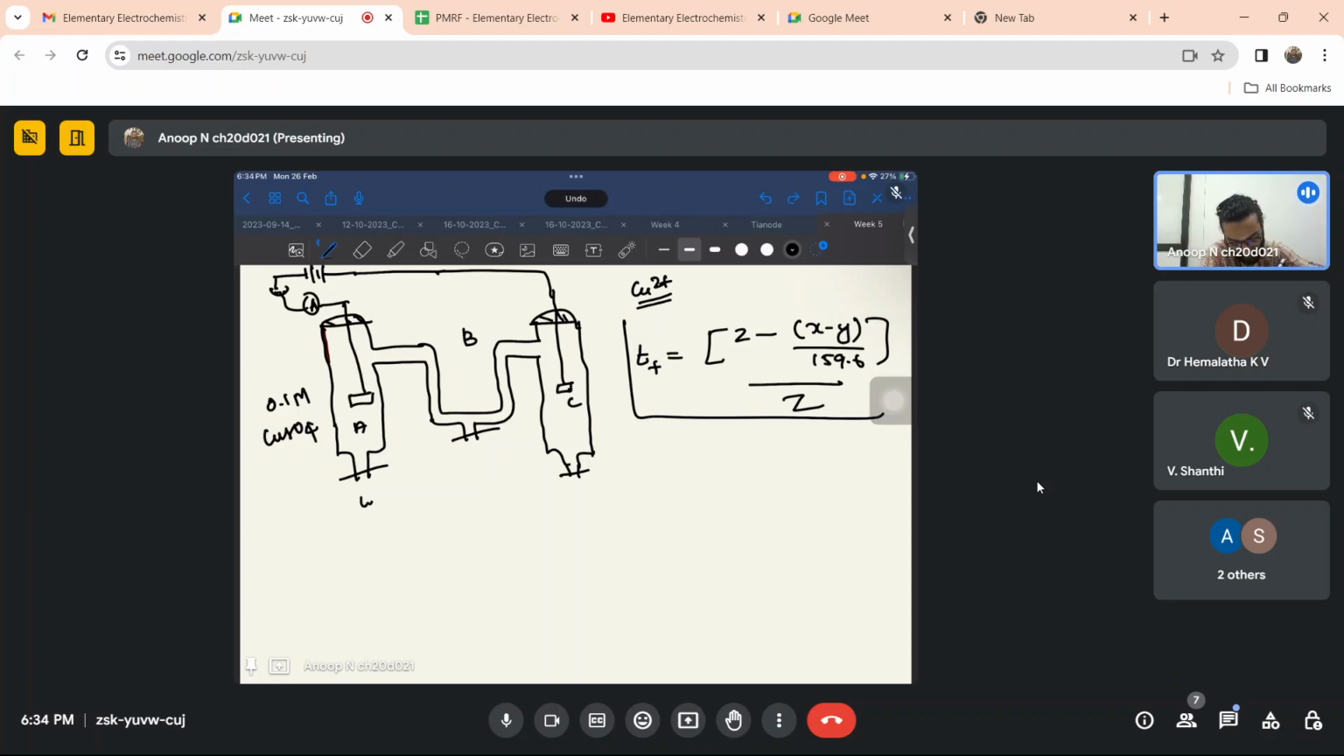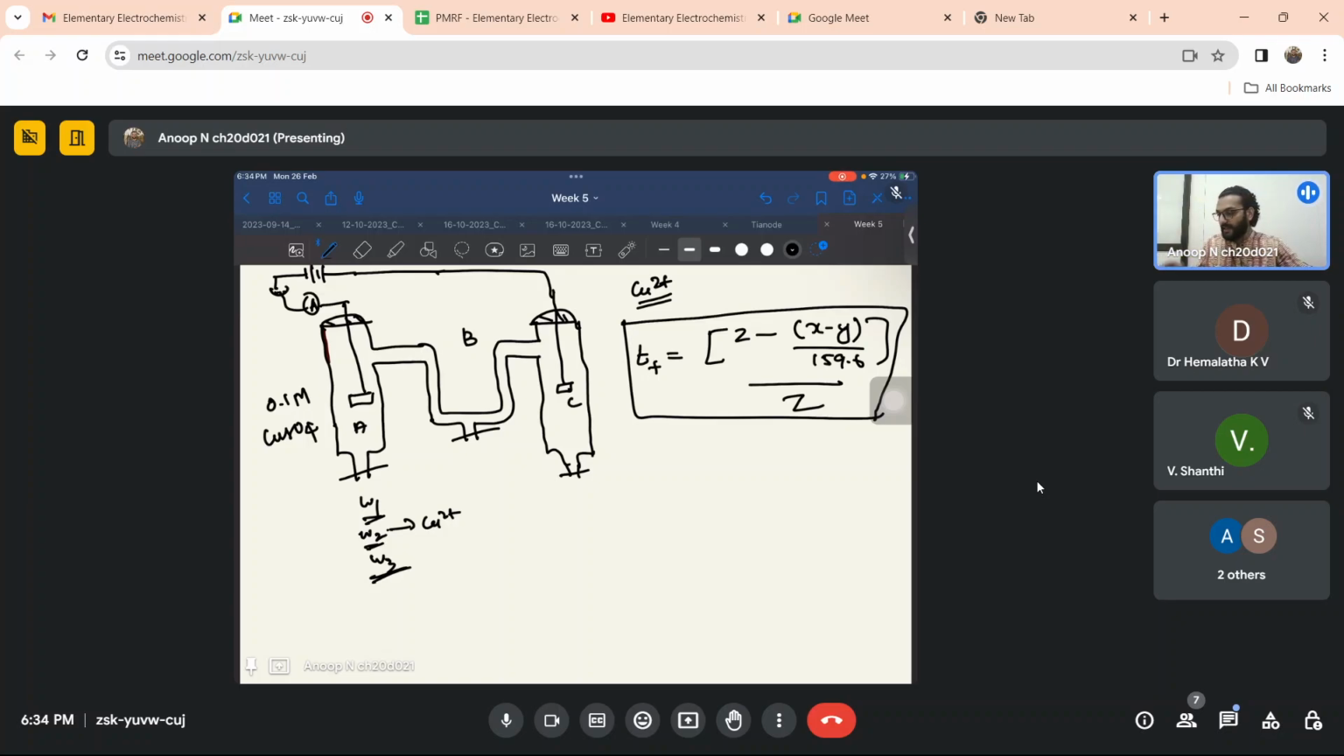Suppose from here it is W1, which contains W2 of Cu2 plus. Similarly, the coulometer has a weight change of W3. Using the equivalent weight and all, we will derive this equation. I think the derivation was straightforward and clear in the classes.